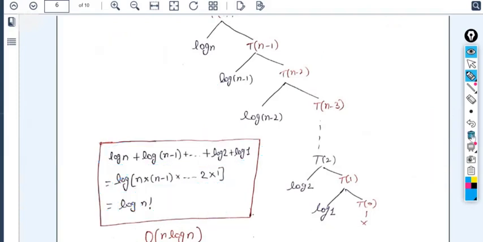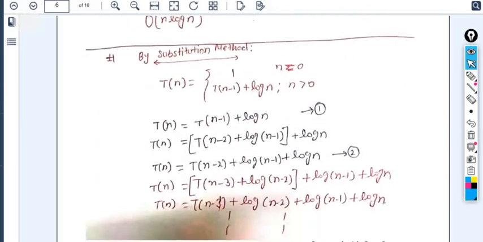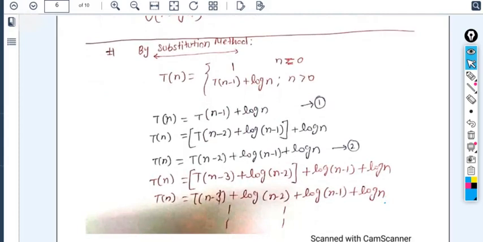So if you are getting this, it's very good. If you are not getting this, just rewind the video to get better clarity over here. Definitely you will get the clarity by seeing it repeatedly. So next, the same thing we have to solve with the help of the substitution method.